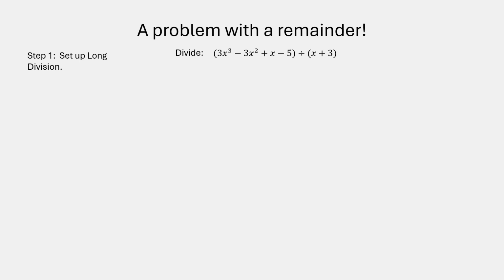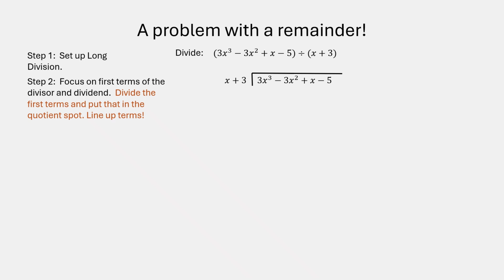So the very first thing we want to do is set up our long division. So here's our long division. Once we have that set up, start our process. Focus on the first terms. X goes into 3x cubed how many times? Okay. Well, we know you need to put a 3 in front of it, and we know we're going to write this on the next term over, so because x goes into x cubed x squared times, we just need a 3x squared.